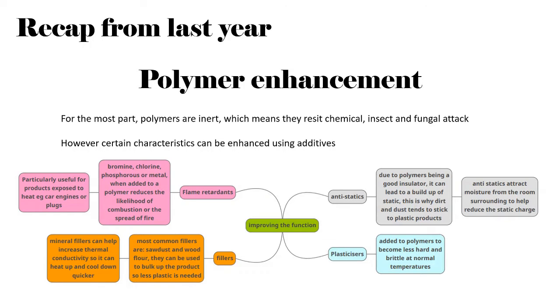Now there are a number of different additives and they all do slightly different things. The set we've got at the minute will improve your function. So things like flame retardants that make it less likely to combust near fire. Fillers that bulk out and make you need to use less, and also make it heat up or cool down faster. Antistatics that reduce the amount of static electricity that it attracts. And then plasticizers that make it less brittle at normal temperatures.